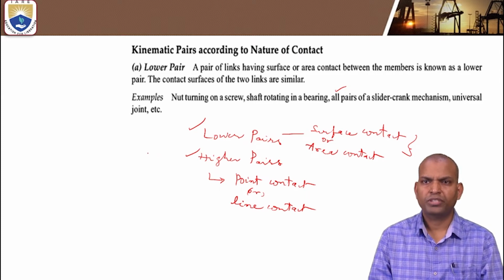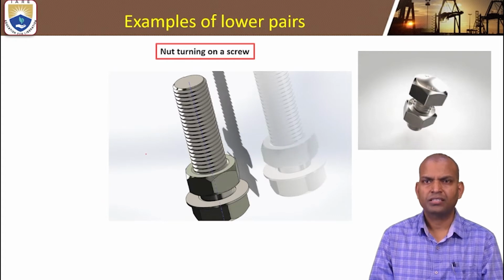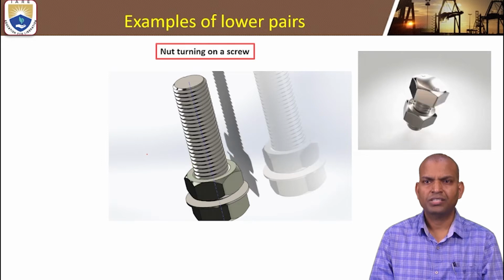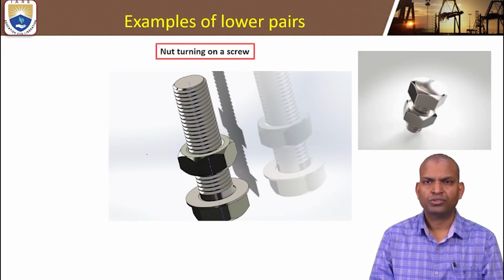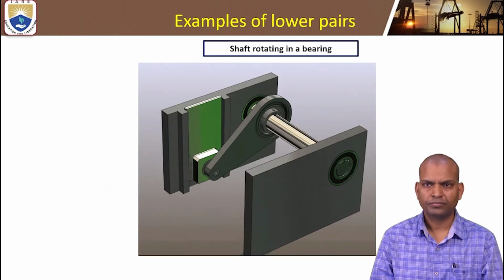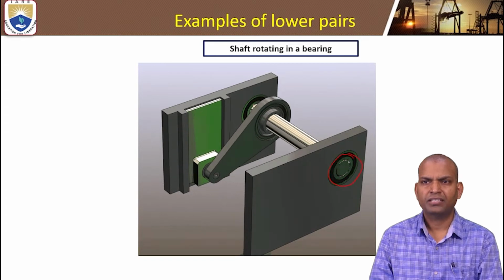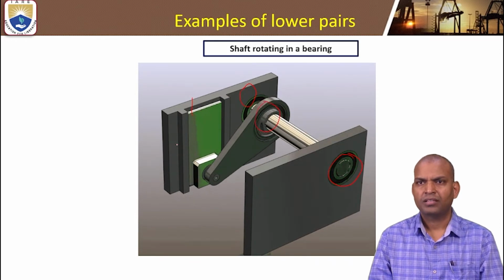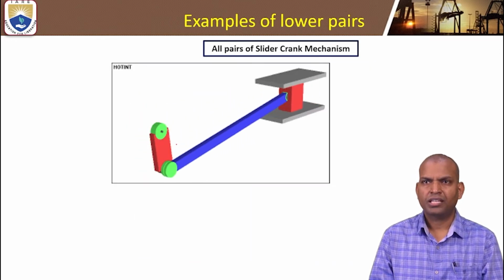Now, examples for lower pairs. Here is a nut turning on a screw. You can see how the nut's surface is in contact with the screw thread on the bolt. This is also a combination of sliding pairs, and rotating in a bearing. There are different contacts here, and in this portion it is sliding. It is a surface contact, and it is a lower pair.